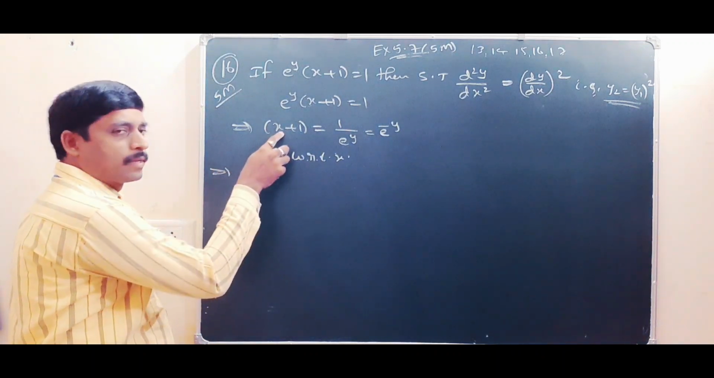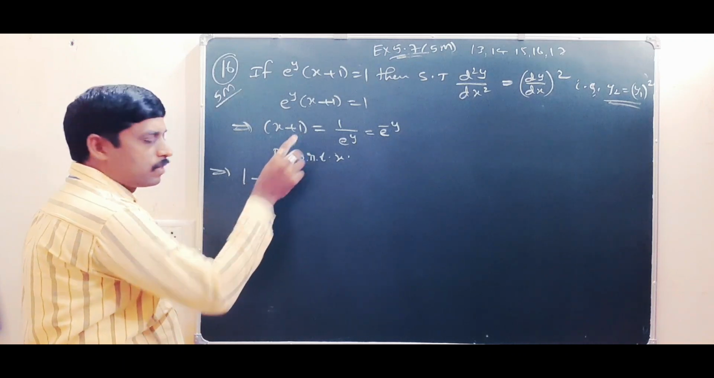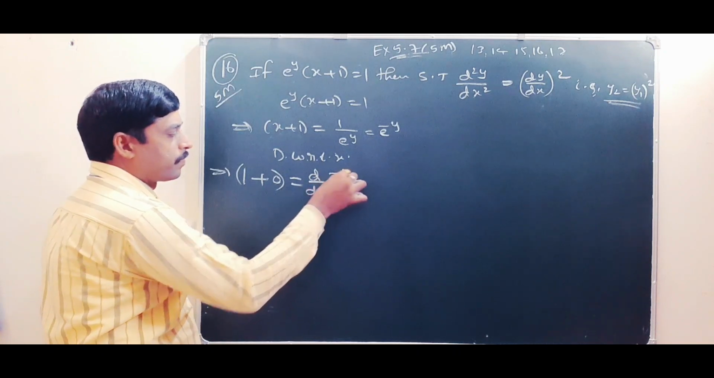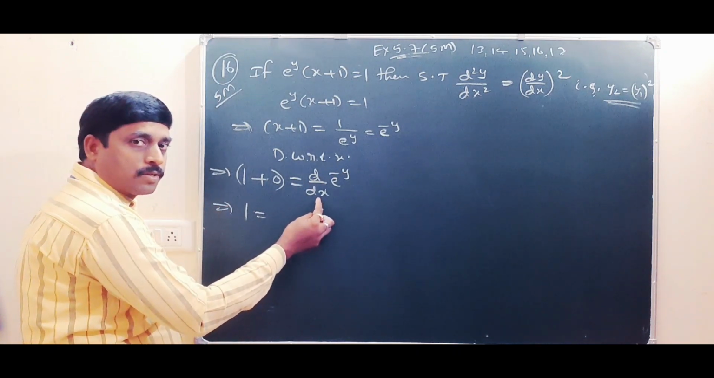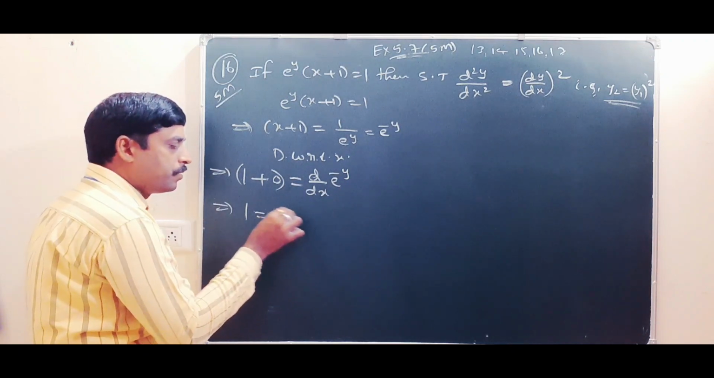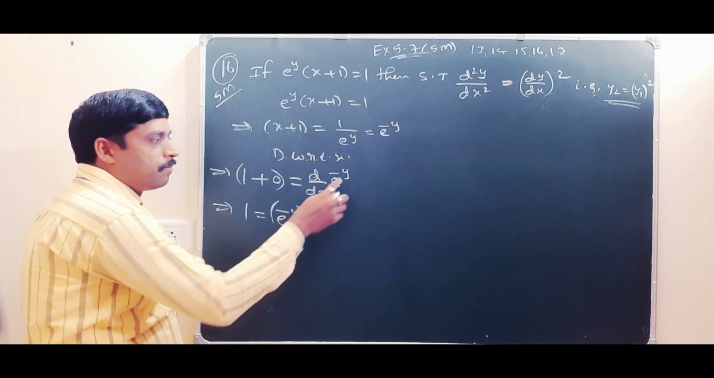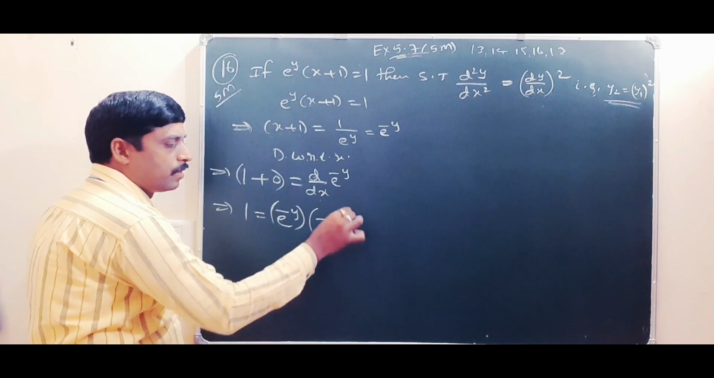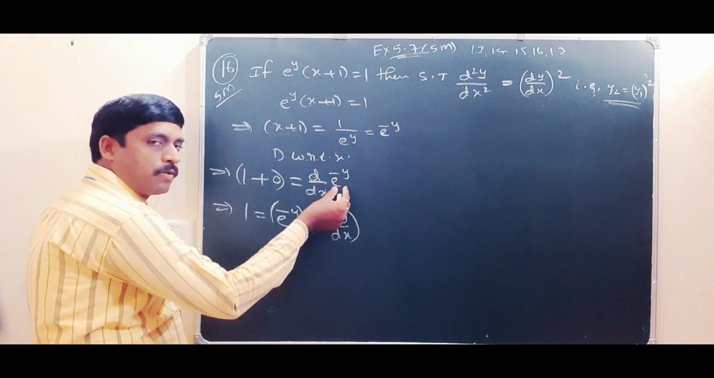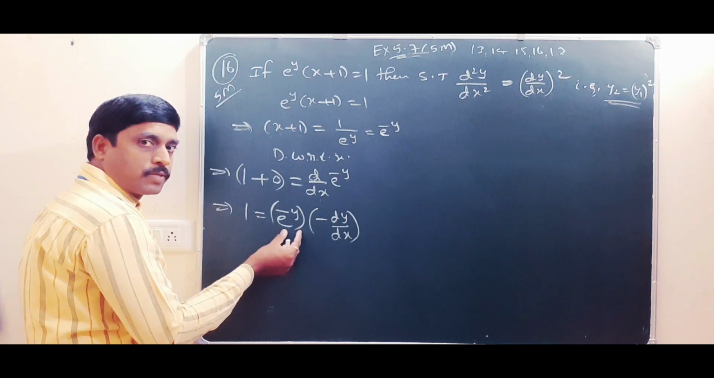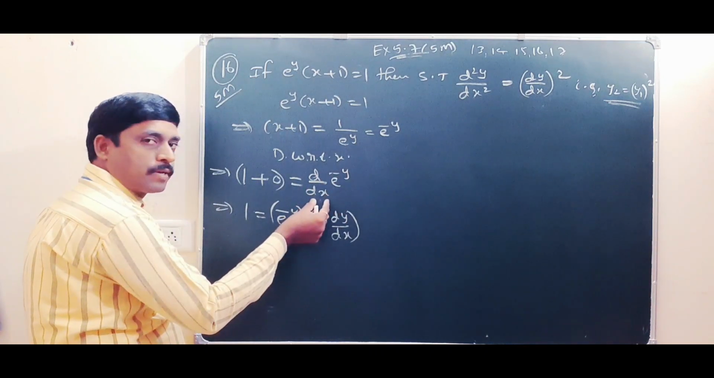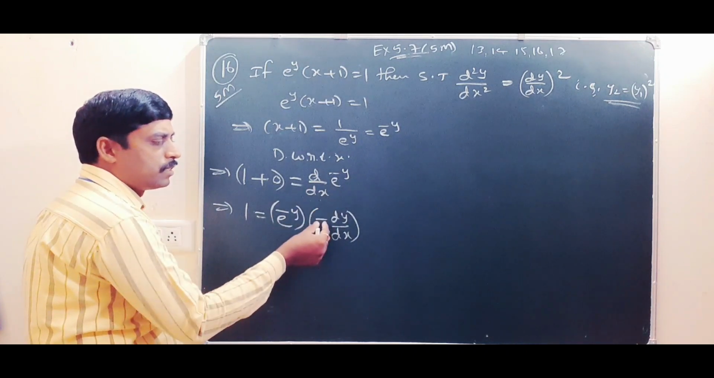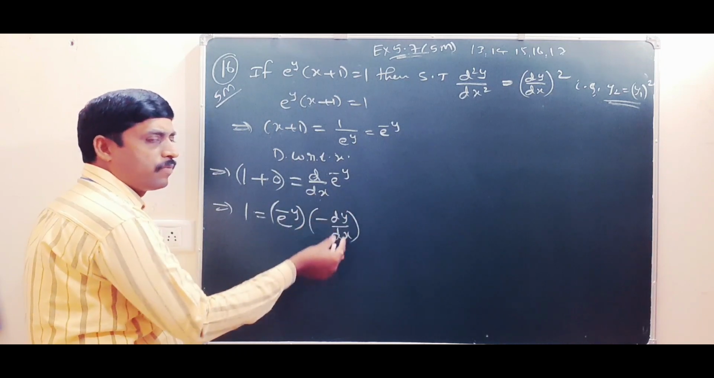Differentiation of 1 is 0, equal to d by dx of e to the power minus y. So 1 is equal to differentiation of e to the power minus y, which will be e to the power minus y, but differentiation of minus y with respect to x is minus dy by dx. This is very, very important. Differentiation of e to the power minus y, write as it is e to the power minus y, but differentiation of minus y with respect to x will be minus dy by dx. So minus constant, differentiation of y with respect to x into dy by dx.